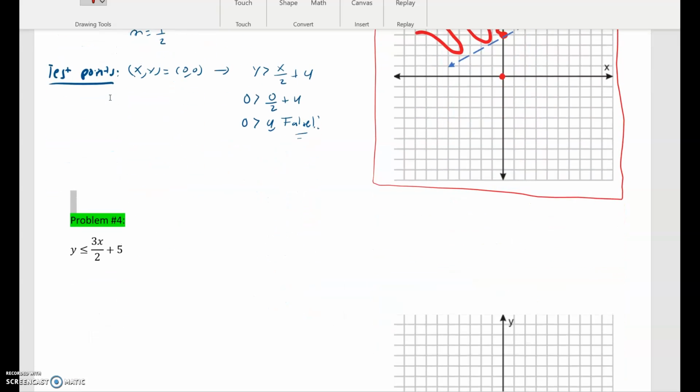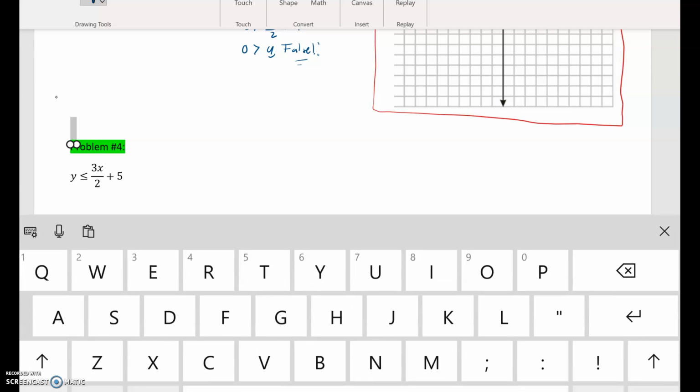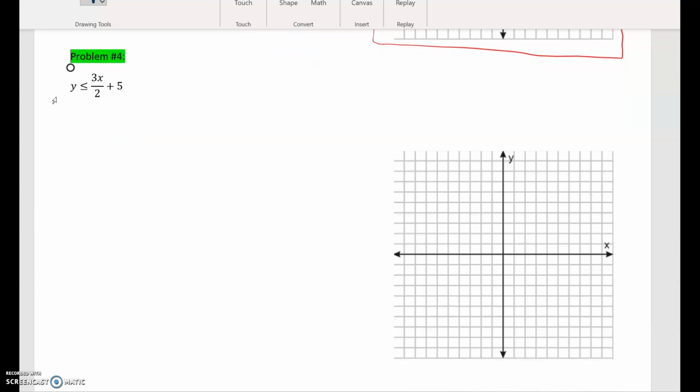Let me show you the second one. In this case, we're going to be graphing y is equal to 3x over 2 plus 5. So our y-intercept is (0, 5). Our slope is 3/2. So (0, 5), 1, 2, 3, 4, 5. It's technically here. Then slope of 3/2, that means that we're going to do 1, 2, 3, and then 1, 2 to the right.